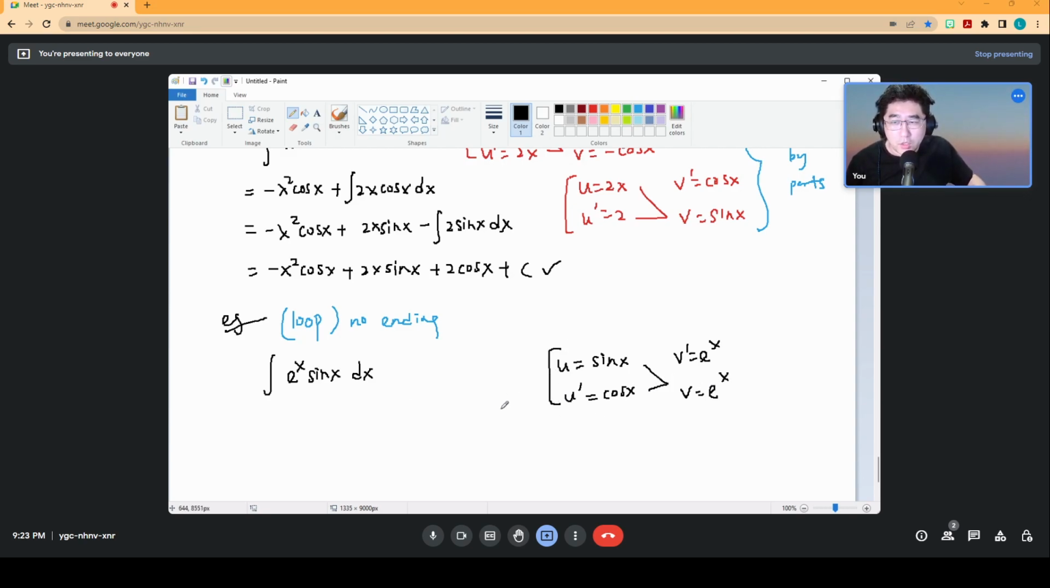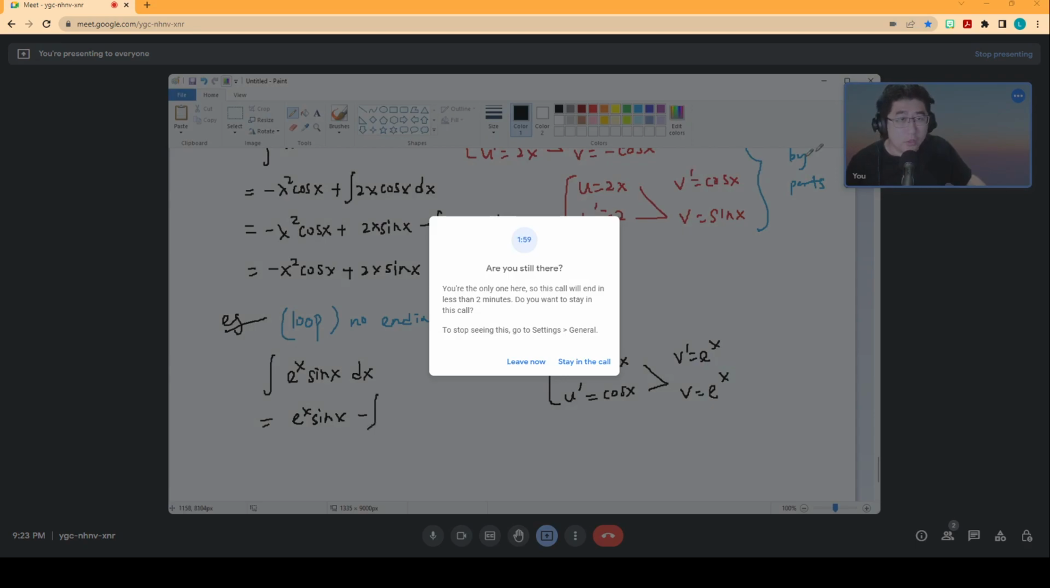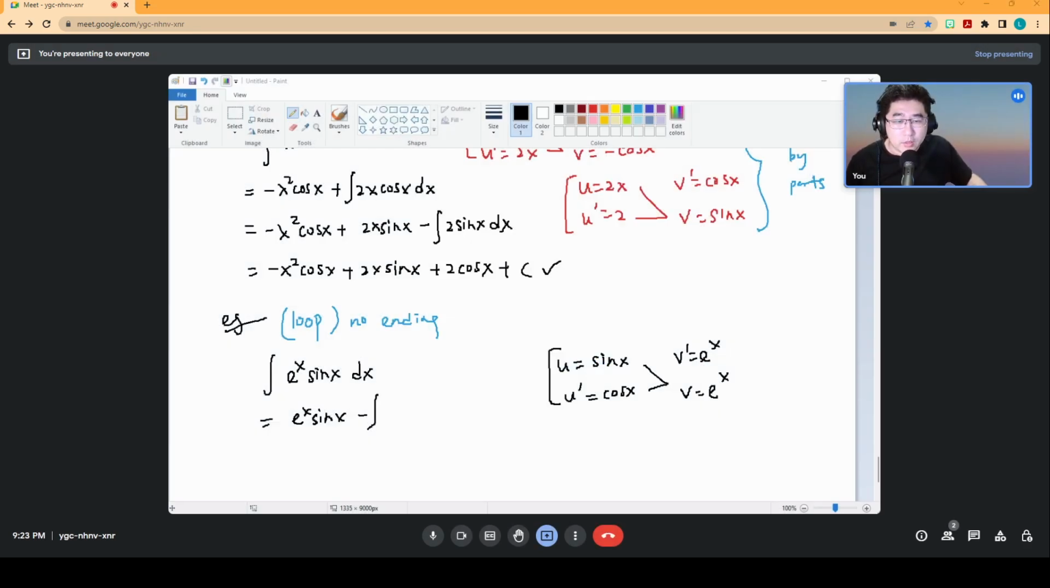So I use these two. So I will have e^x sine x minus the integral of e^x cos x. As you can see from here, I still have a multiplication of two items. So I still need to do it further. So I let my u equal cos x, my v prime equal e^x. So my u prime equals negative sine, my v equals e^x. So I am still using these three components. So I have e^x sine x minus, okay, put a square bracket here because you have a negative sign outside.